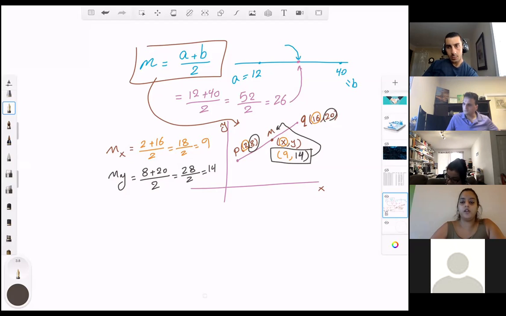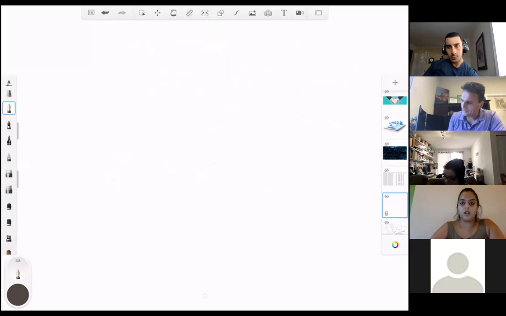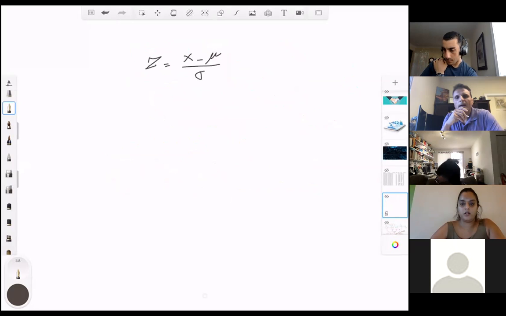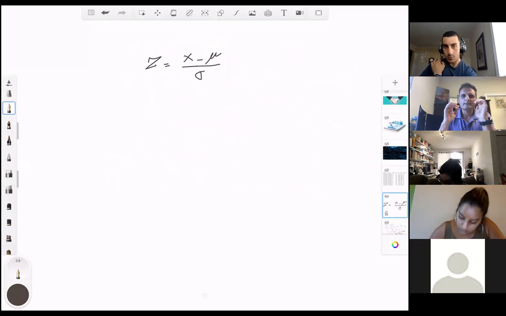Let's have another formula. So the midpoint was basic, fully algebra, but now I'm going to give you guys z equal to (x minus mu) over sigma. So forget about the statistic part, that mu is the mean, sigma is standard deviation, and x is the one point in our data set, and z will be z-score.